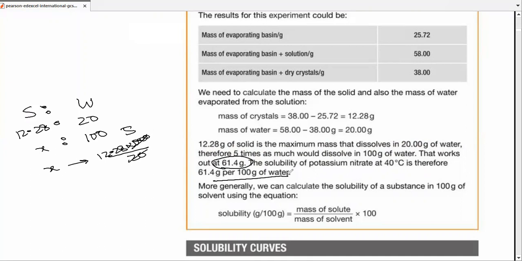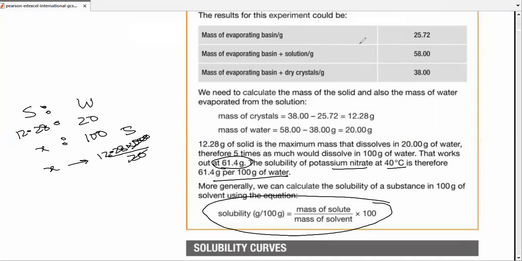So 61.4 grams per 100 grams of water at 40 degrees centigrade is the solubility of potassium nitrate at this specific temperature. So we can find the formula of solubility easily by this method. Solubility, the units for that is grams of solid per 100 grams of solvent: mass of solute over mass of solvent, into 100. I think it should be clear, but if you have any questions, go ahead, shoot the question. Yeah, no, so it's clear now.